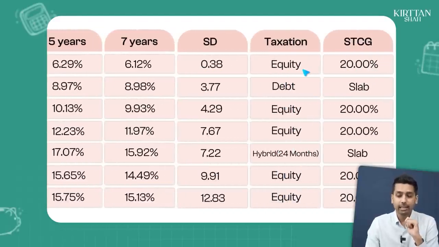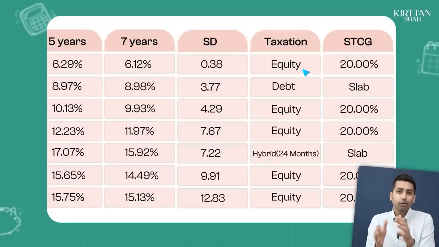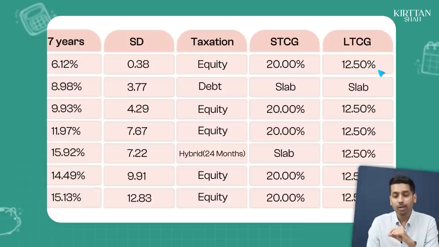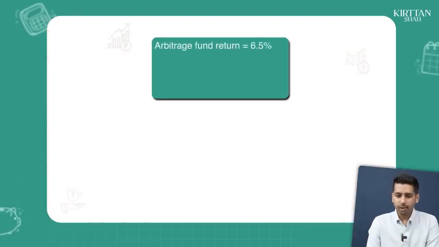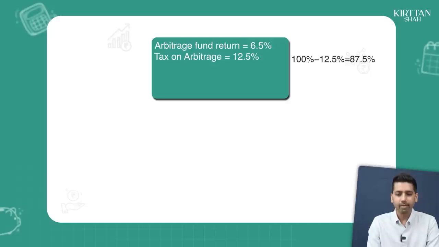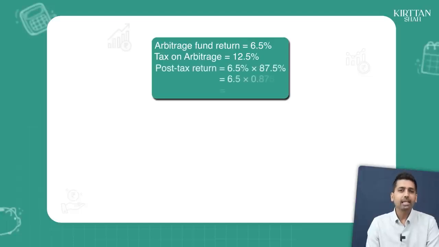What is equity taxation? Equity taxation is that if you stayed invested for less than a year, it'll charge you only 20%. But if you stayed invested for more than a year, it'll charge you 12.5%. Let's say the arbitrage fund pays you 6.5%, which we've seen that it can pay on an average. And on that, if you end up paying 12.5% as tax, so what you get in hand is 87.5. What you are actually making post-tax is 5.69%.